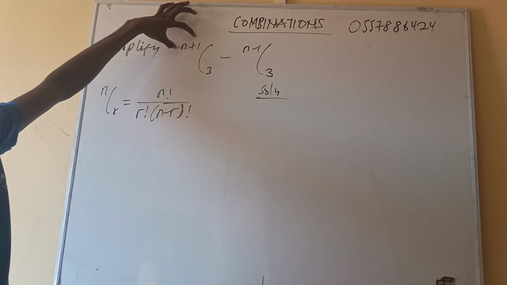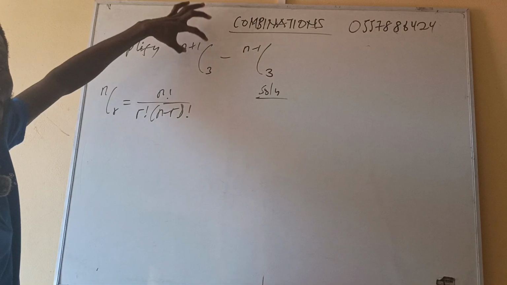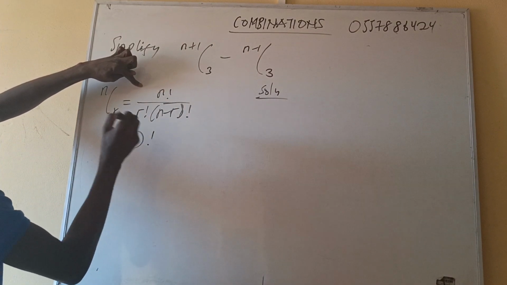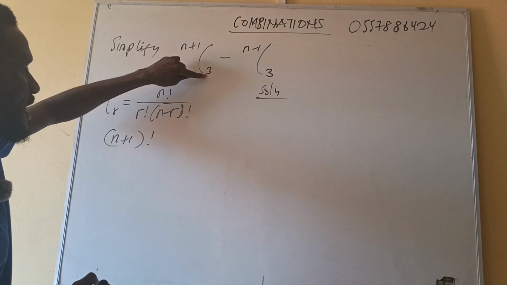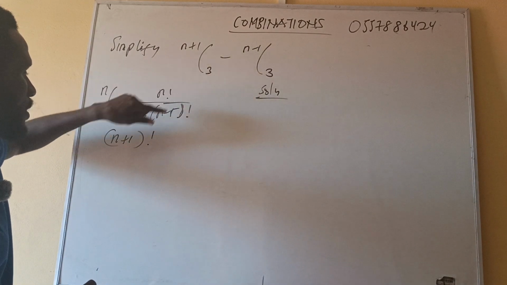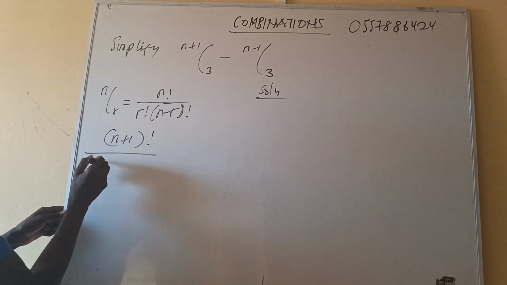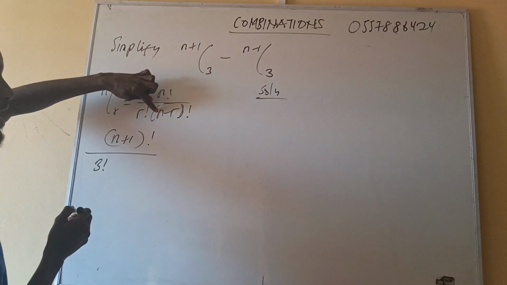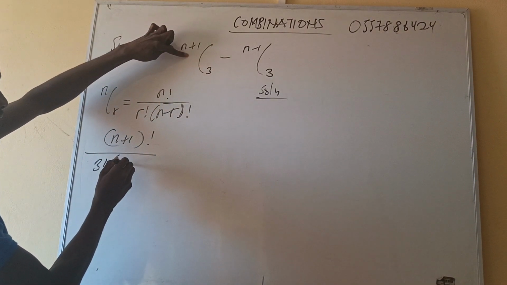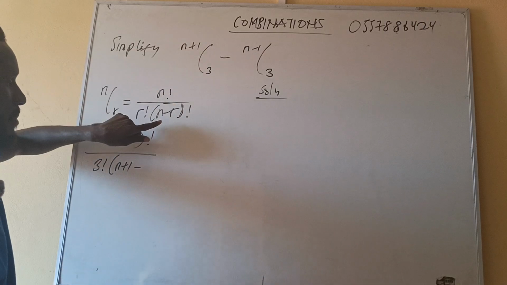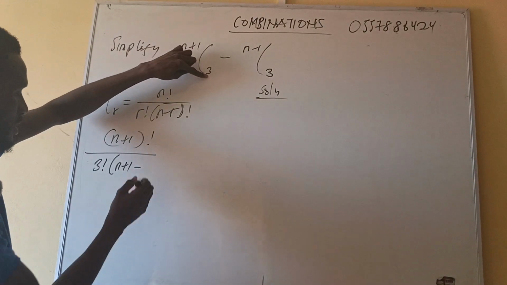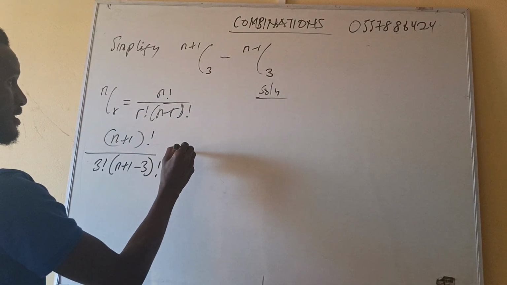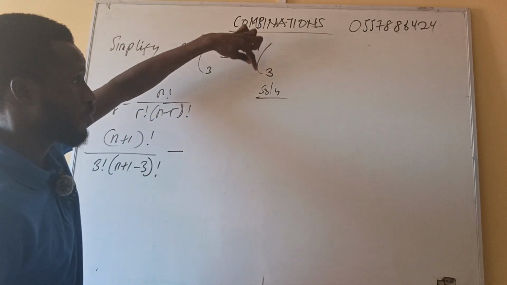At this point, what is the n? The n is n plus 1 for this particular combination. So I'm going to have the first one, n plus 1 factorial, over r factorial, and the r here is 3, so 3 factorial. Now, in the bracket here, I have n, which is n plus 1, minus r. What is the r? The r is 3. So all factorial.